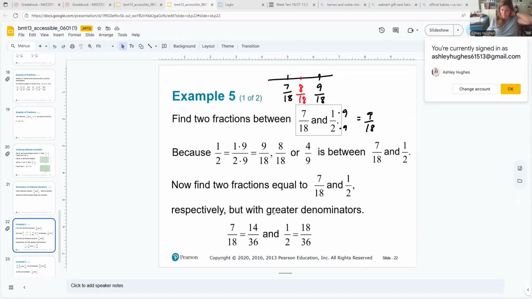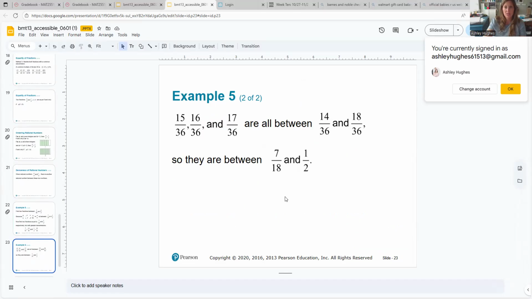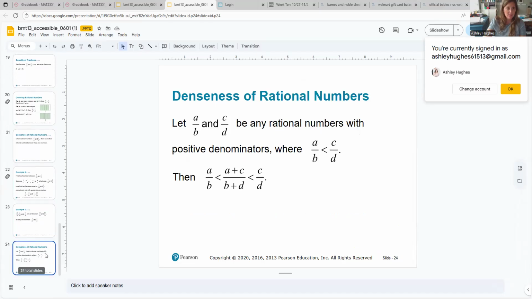And then respectively, with greater denominators, it says I can make them into 36. So if I have 14/36, I cut it into smaller pieces, right? In 18/36, you could put 15/36, you could put 16/36, you could pick 17/36. Any of those would be options. That's what they said right there.